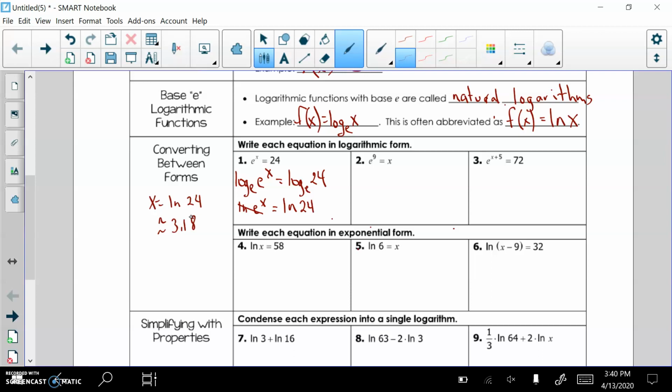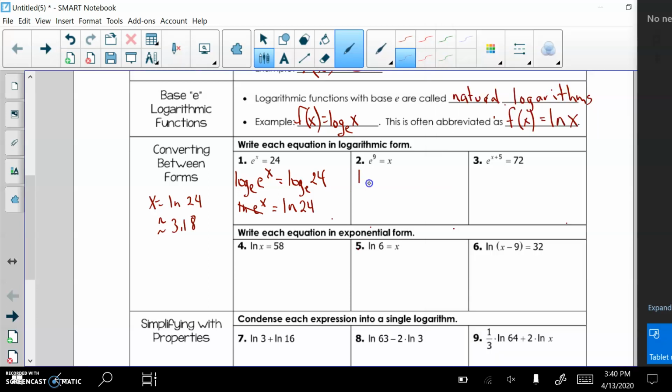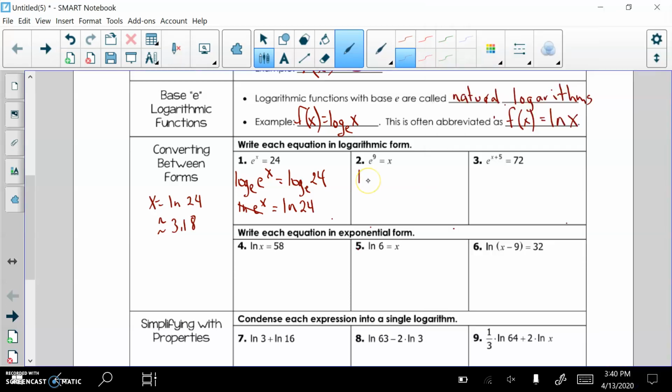All right, number two, we are to write it in natural log of e to the ninth is equal to natural log of x. So natural log and e cancel. 9 is equal to the natural log of whatever x is. So we're just rewriting these equations in logarithmic form. We're not doing any calculations here.